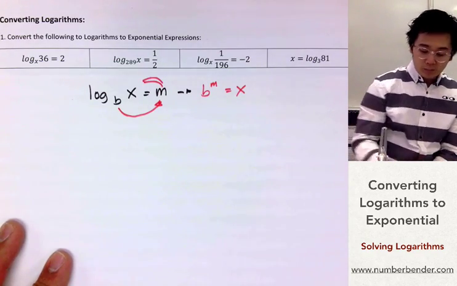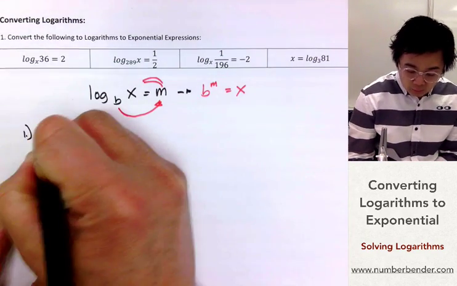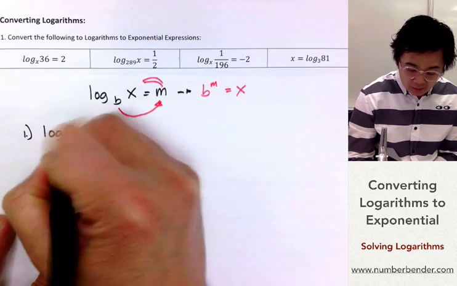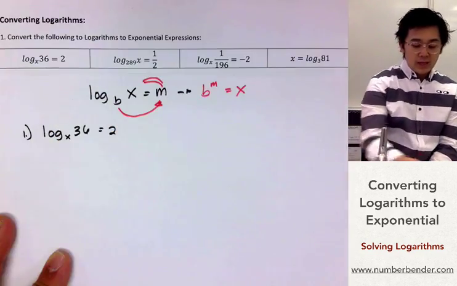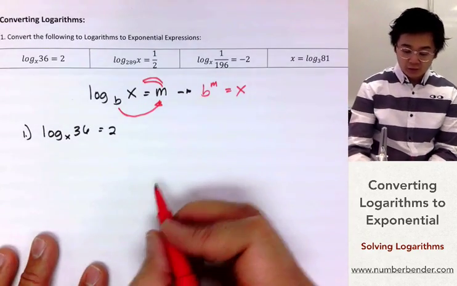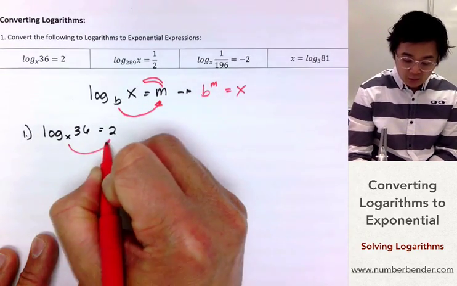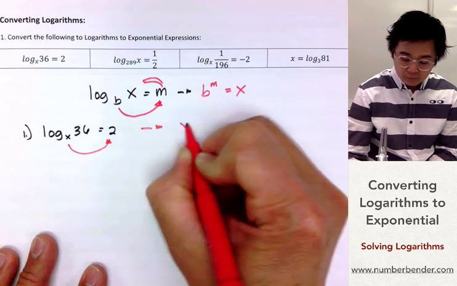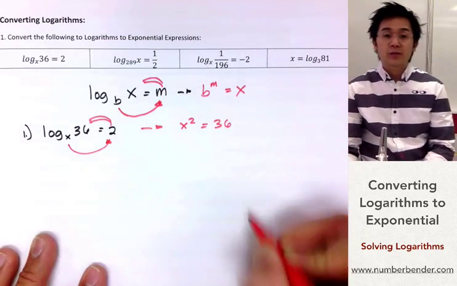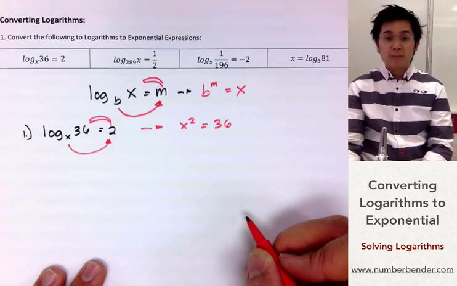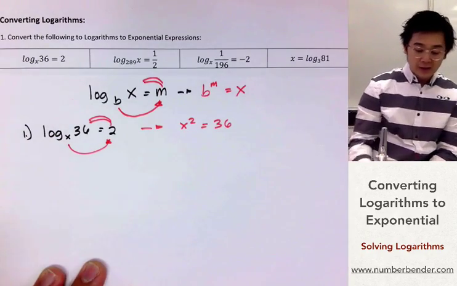So let's start with problem number 1. With problem number 1, I have logarithm of 36 base x equal to 2. And if I'm converting this to exponential, I'll follow the pattern. So x raised to 2 is equal to 36. So this is how I will convert my logarithmic to exponential.